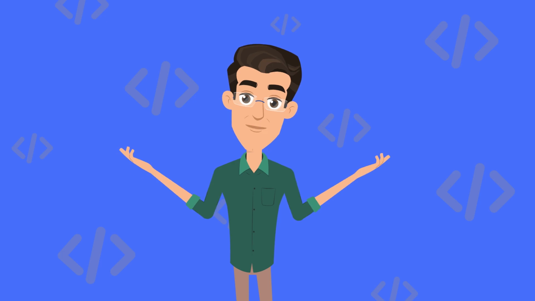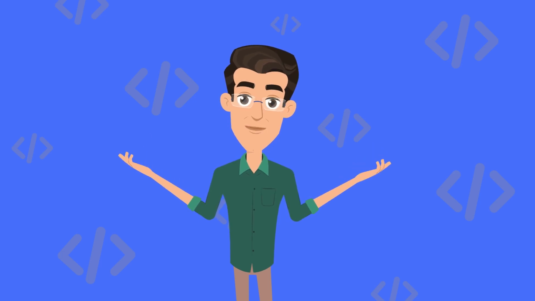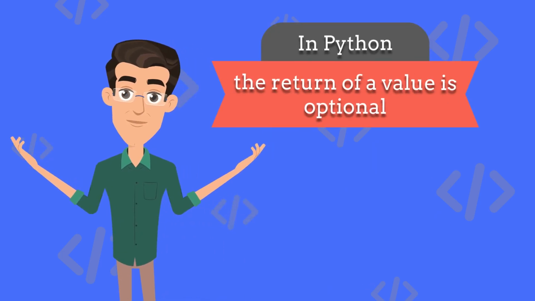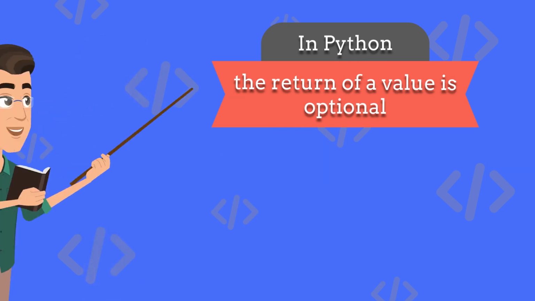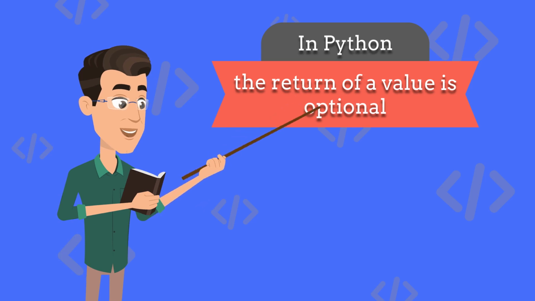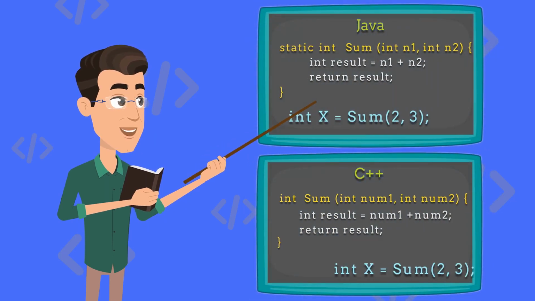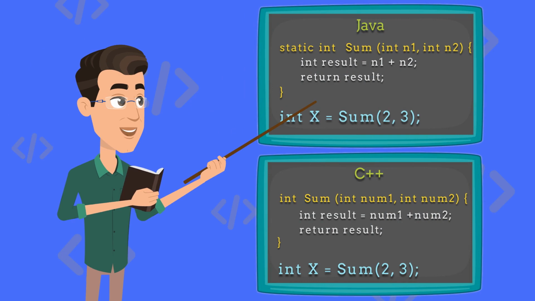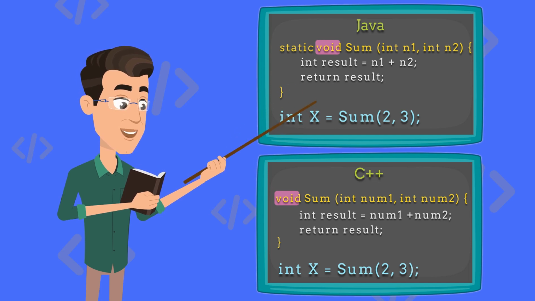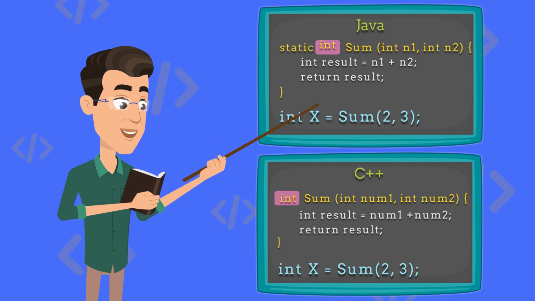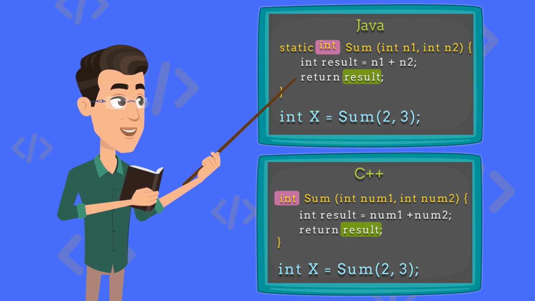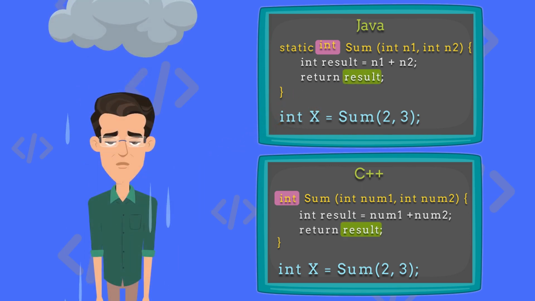I do need to point out that when creating a function in Python, the return of a value is optional. It is a bit different in Java and C++. In these cases, we need to specify the type of value that needs to be returned. If we put void, no value will be returned. But if we specify a type in the function's header, we need to return a value of said type or the function won't run.